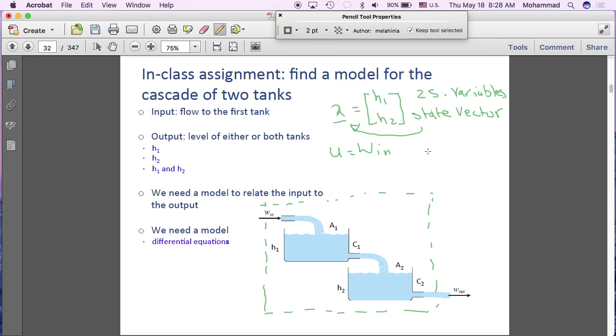So we said there are multiple possibilities for output. So for example, one of the possibilities for output, we call it Y1, could be that we are interested only in the level of the first tank. That would be one output. Another possibility for output is H2. And can you tell me the third possibility for the output? So how can I capture that? So Y3 is equal to what?